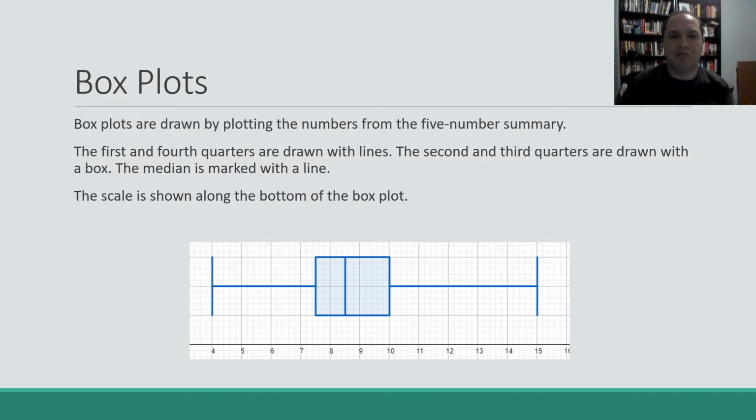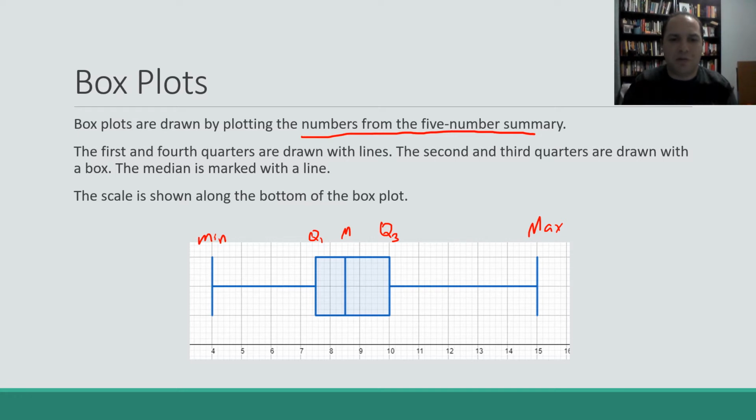Box plots are drawn by plotting the numbers basically straight from our 5-number summary. So we've got our 5-number summary down here. This score down here is our minimum. Then we've got our first quartile, median, third quartile, and our max. Those are the 5 points of our 5-number summary. And then we just draw the box and these extra lines on the ends to make our box plot.